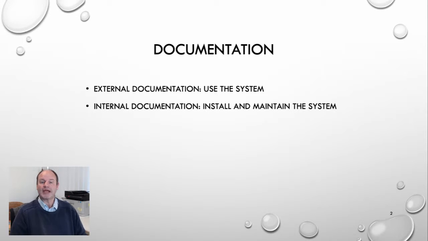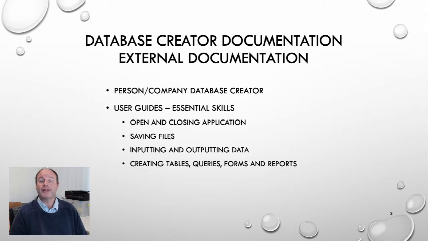Documentation falls into two categories: external and internal documentation. External documentation is for the user and is created to help them to use the application. Often for system managers, internal documentation is created to help install and maintain the application. Who creates this documentation can come from several different sources. Let's start with the company or person who made the database.